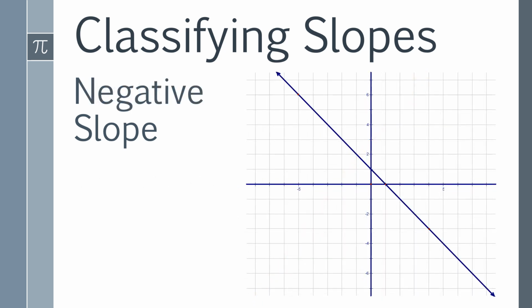Here we have a negative slope, so as we move left to right, we travel downward on the graph. So this is a negative slope. As we go from left to right, we go down.